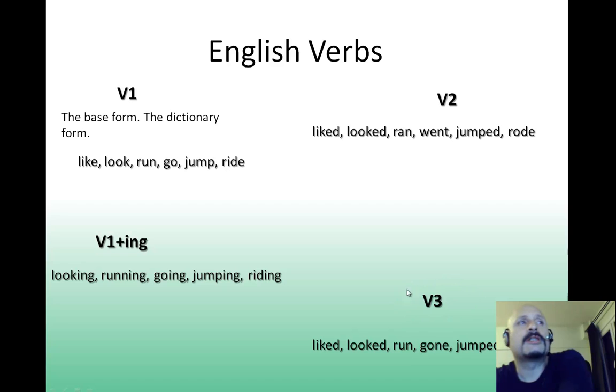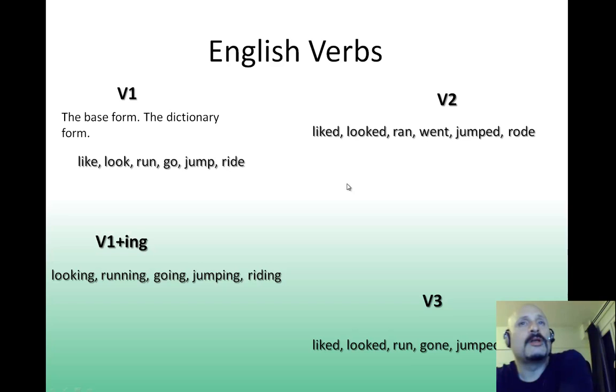And then verb 3, often called the past participle, used in the perfect tenses and used also in the passive, is liked, looked, run, gone, jumped, ridden. Now, if you notice, usually normal verbs or regular verbs are the same. Verb 2 and verb 3 are the same. Liked, liked. Looked, looked. Jumped, jumped.